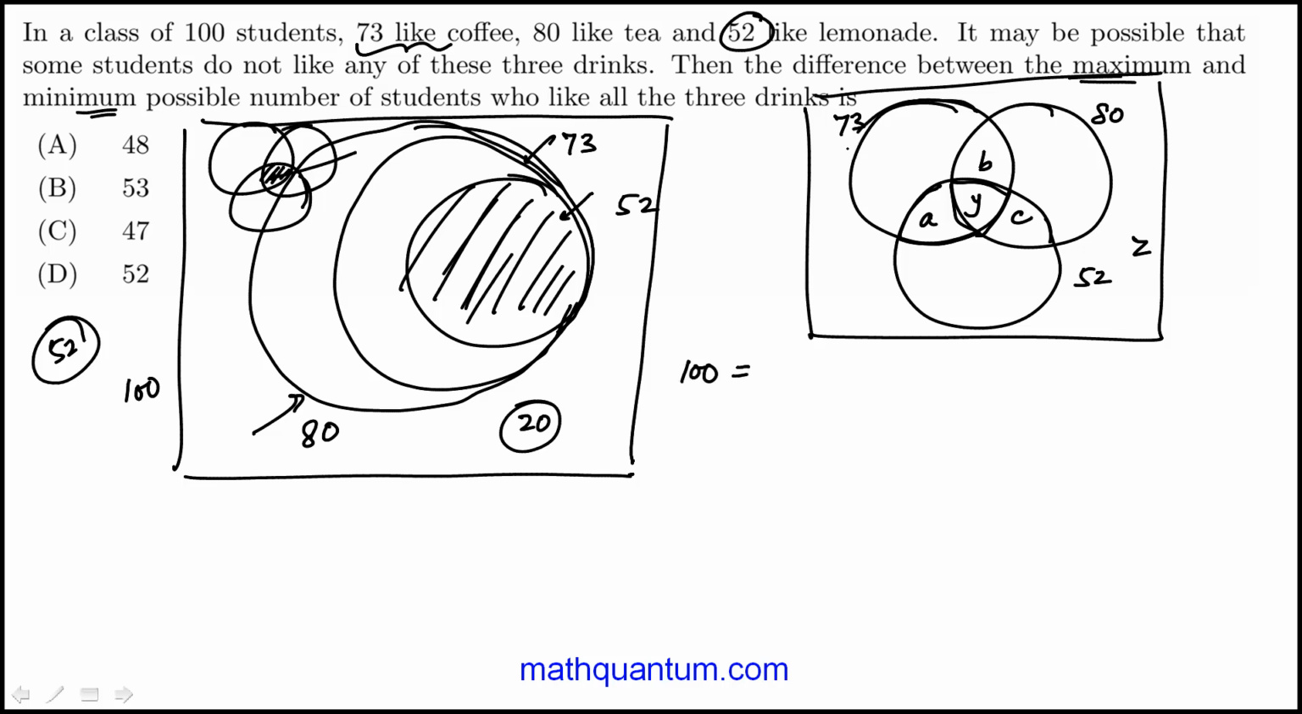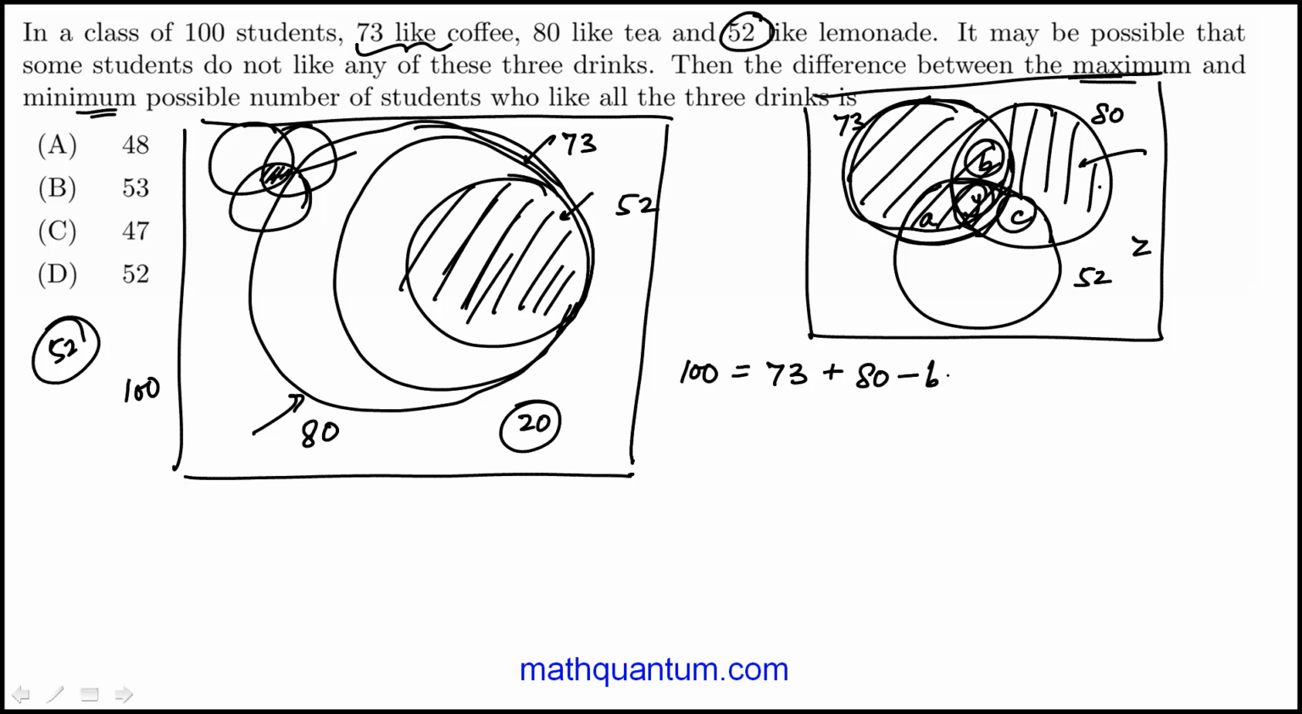The way I do this is this whole circle is 73. Now I need to add this portion here, which would be 80 minus B minus Y minus C. This is really just the triple Venn diagram formula. Some of you might remember, you can apply that directly. And then this category here would be 52 minus these three pieces, so 52 minus A minus C, plus Z, which is the ones who do not like any. So this is the triple Venn diagram equation, really.